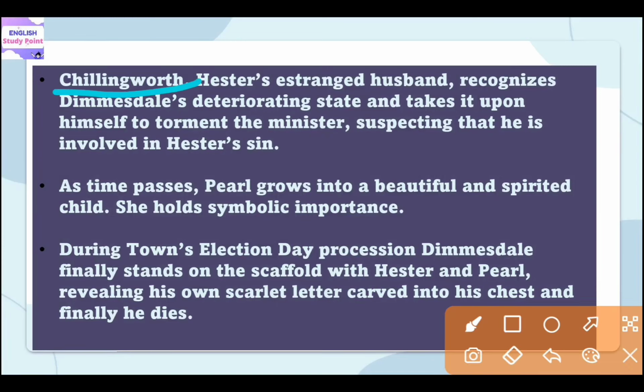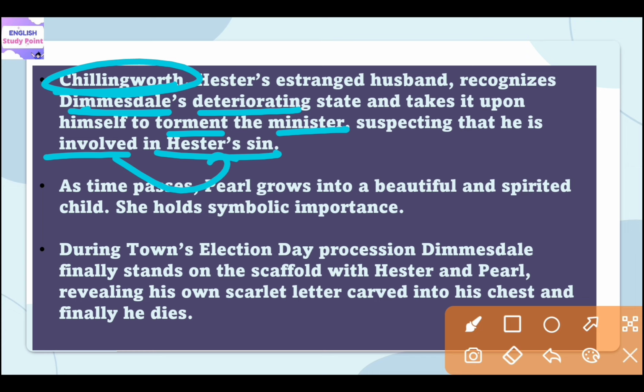This character, whose name is Roger Chillingworth, is considered to be Hester's actual husband, and he recognizes Dimmesdale and his deteriorating condition and takes it upon himself to torment the minister, suspecting that he is involved in Hester's sin. Here we get to know that this man is disguised as a physician and he wants to seek revenge anyhow and becomes determined to uncover who is the actual father of Pearl.